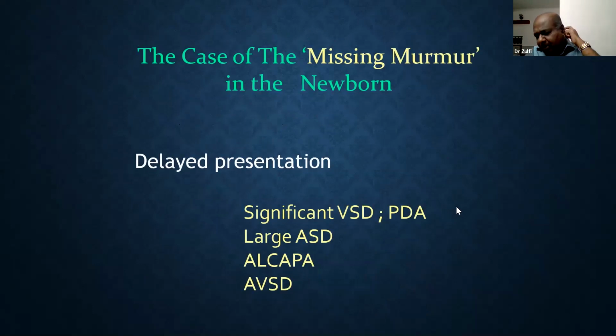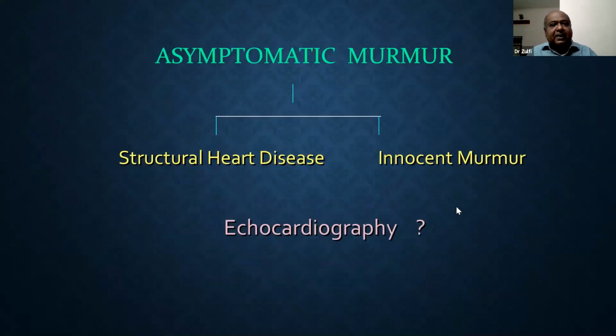Another practical problem for both an obstetrician and a pediatrician, especially those who look after newborn babies, is a delayed presentation of a significant VSD or a PDA or a large ASD, even AVSD, by around 6 weeks when they come for an immunization, and there will be questions asked about how you missed this diagnosis. So you have to be very, very careful. So for an asymptomatic murmur, to decide on structural heart disease or innocent murmur, you probably need an echocardiography.